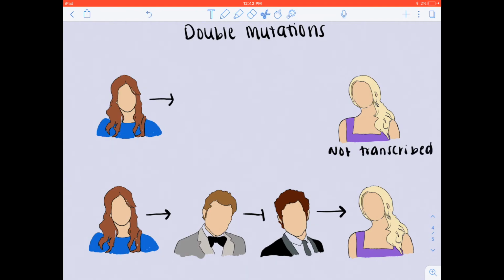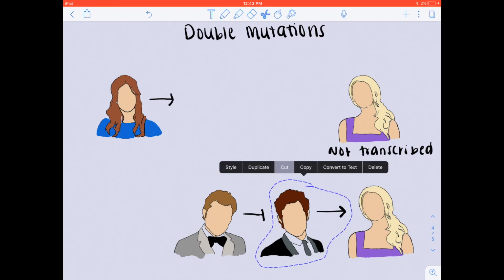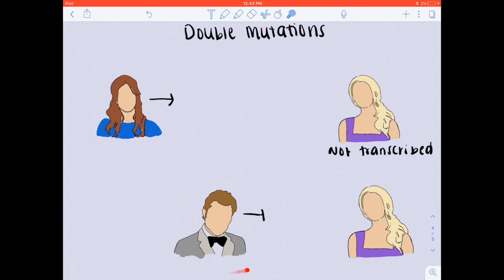In the second case, we're going to have Dan and Blair that are going to be eliminated. This will mean that there is nothing activating Serena, and the Chuck gene is still able to repress, so Serena will not be able to be transcribed.